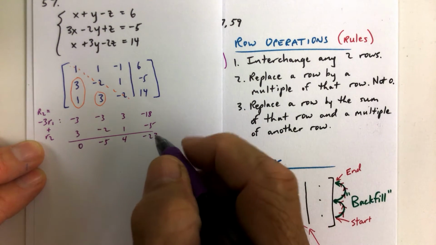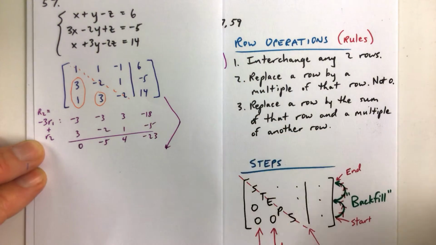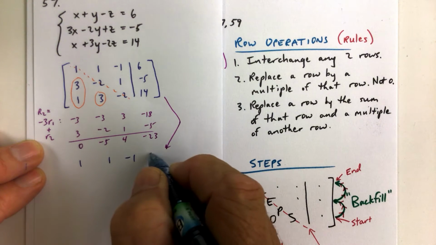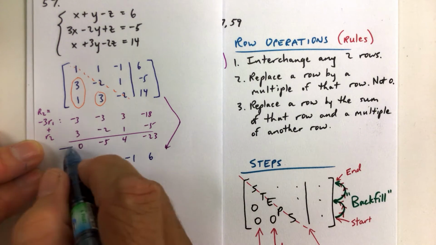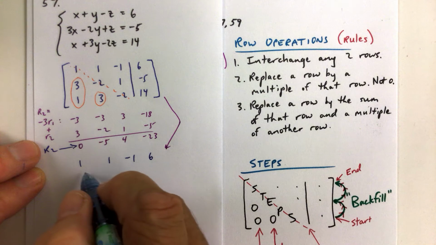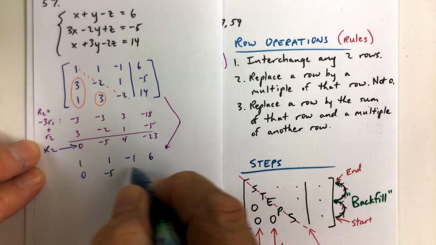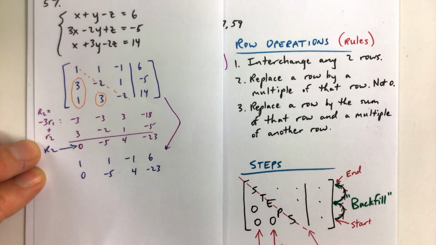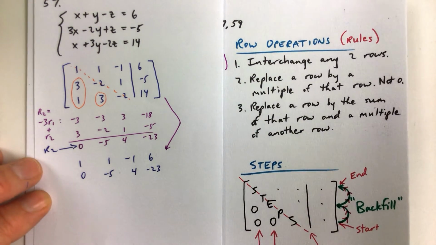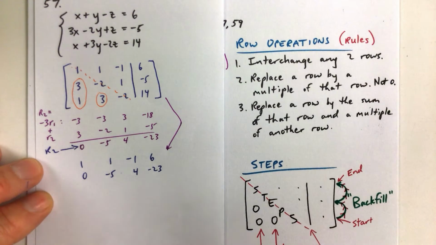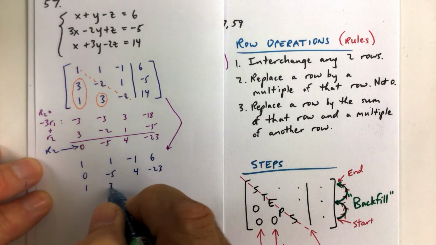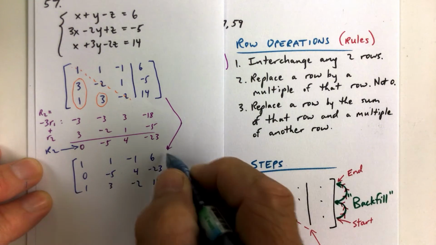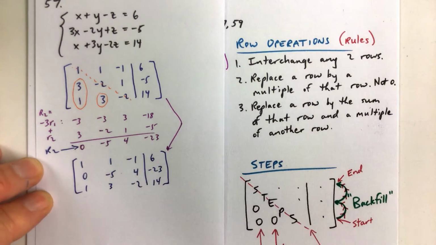All right, so that becomes our new matrix. So our new matrix, row 1 stays the same. Row 2, this is the new row 2. So row 2 now becomes 0, -5, 4, -23. And at the same time, we're going to go ahead and change our row 3. Let's do this so it doesn't get too confusing with how much I'm writing. Let's rewrite row 3.